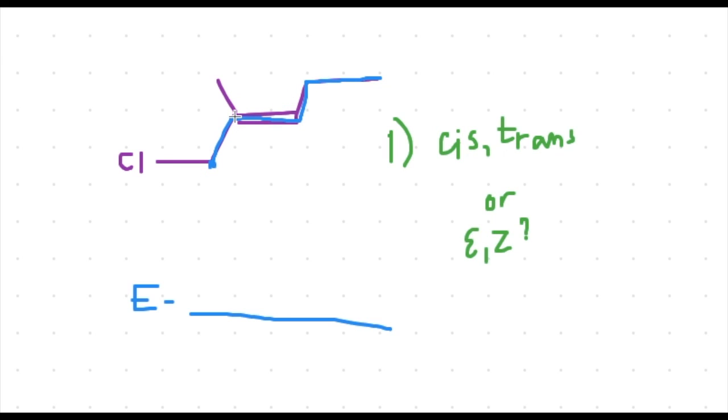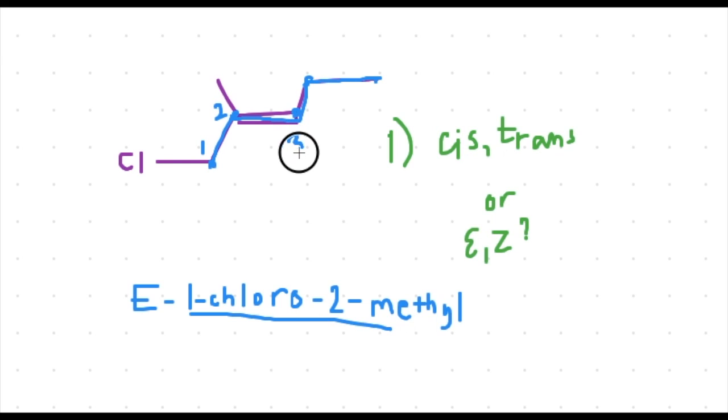We have 1, 2, 3, 4, 5 carbons here. And on the first carbon, we have a chlorine. So we have 1 chloro. On the second carbon, we have a methyl, and our chain is made up of 5 carbons. Pent, which is the prefix for 5, the double bond is on the 2, ene. So we have E, 1 chloro, 2 methyl, pent, 2 ene. Note that there is no space or dash between the last substituent, which is 2 methyl, and the name of the main chain, pent, 2 ene.